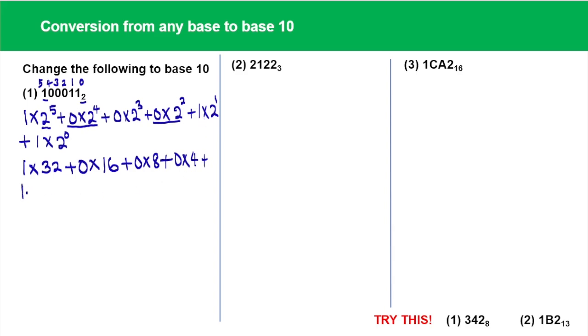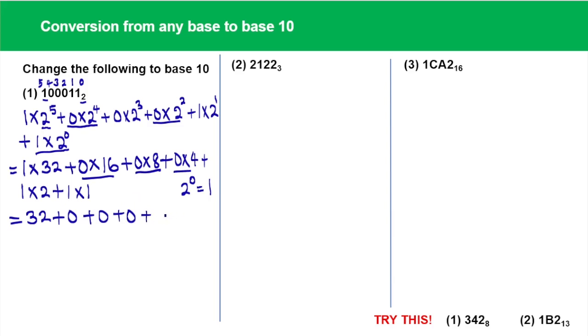So the next one will be 1 times 2. And then lastly, for the last term, we have 2 to the power of 0. That will be 1 times 1. Remember again that any index with a power of 0 equals 1. So from here, we now multiply: 1 times 32 is 32. 0 times 16 is 0. 0 times 8 is 0. 0 times 4 is 0. 1 times 2 is 2. And then finally 1 times 1 is 1.